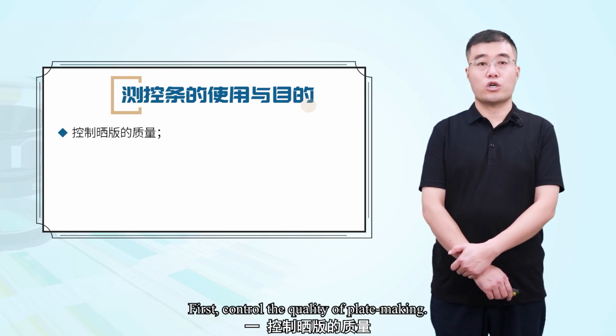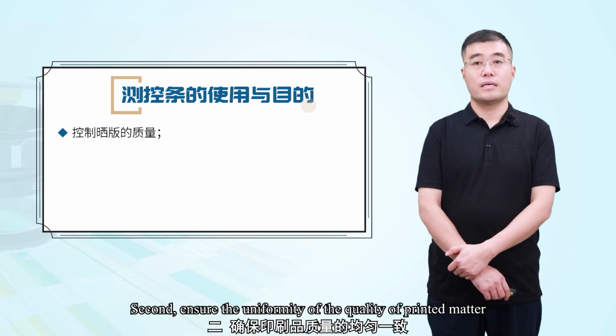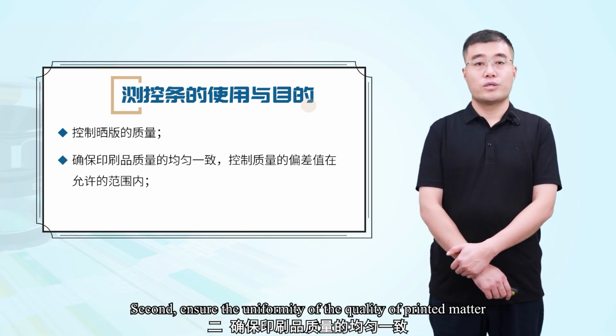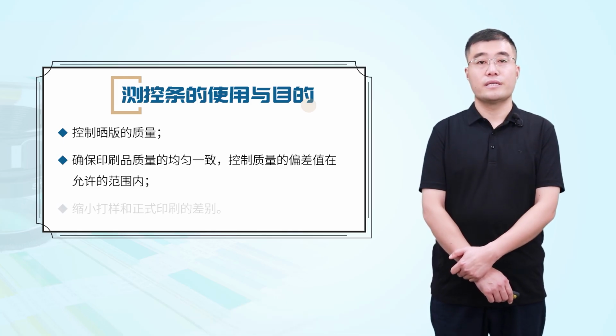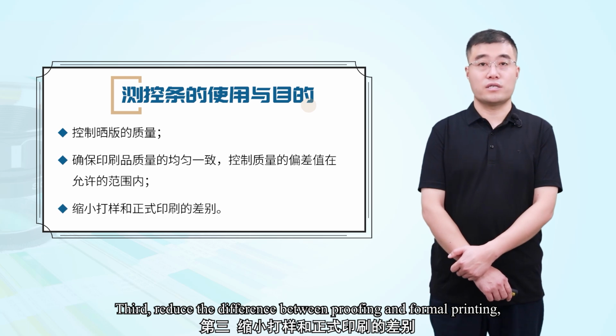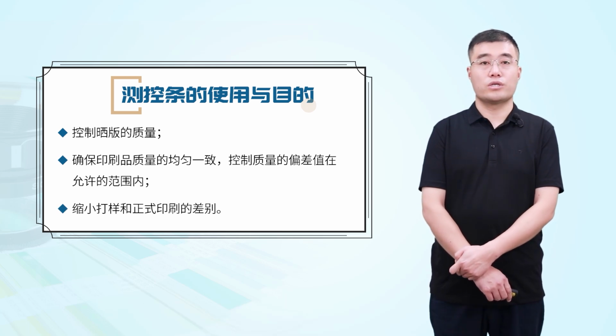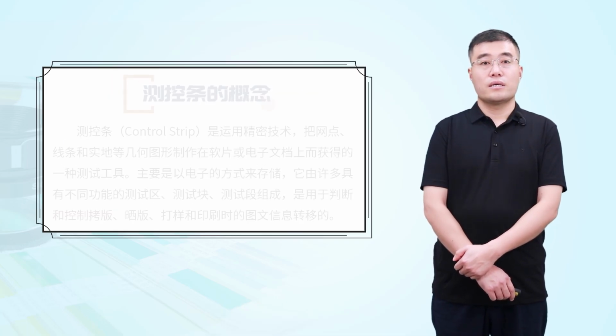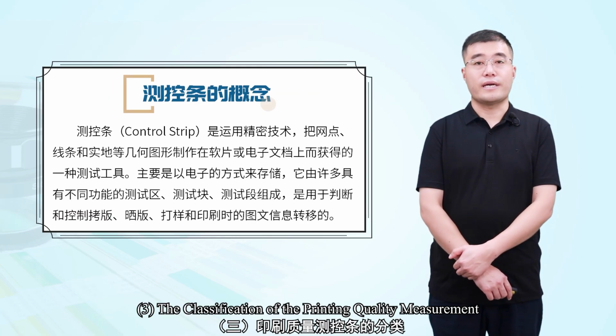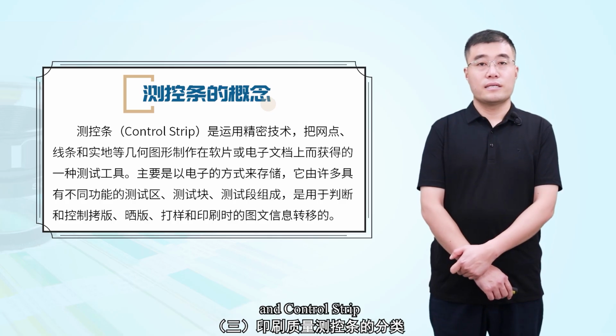First, control the quality of plate making. Second, ensure the uniformity of the quality of printed matter, and control the quality deviation value within the allowable range. Third, reduce the difference between proofing and formal printing, which are the main purposes of our use of the measurement and control strip. Third, the classification of the printing quality measurement and control strip.